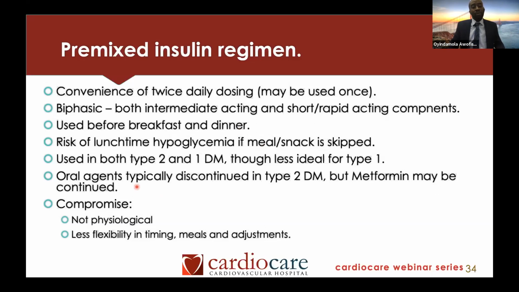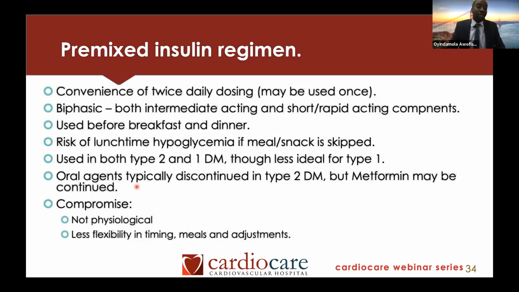In people with type 2 diabetes that are being converted to premixed insulin, the oral agents are typically stopped, okay? But metformin may be continued, okay? But other oral agents, especially the ones that can increase insulin secretion, such as sulfonylureas or the DPP4 inhibitors, are typically discontinued when a patient with type 2 diabetes is being started on a premixed insulin, okay?